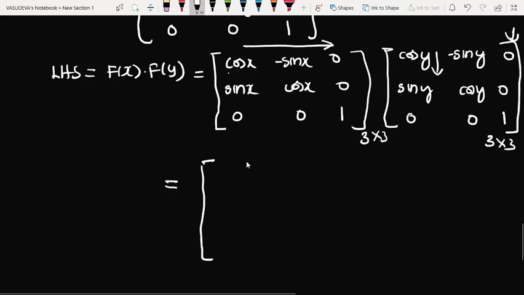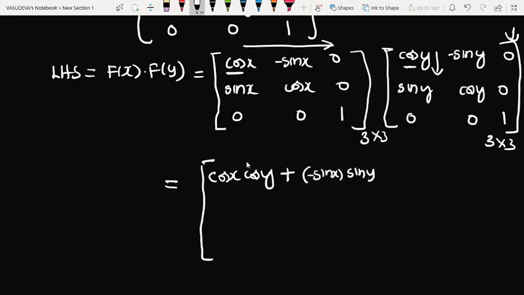So what is the product? That is cos x into cos y, and minus sin x into sin y, plus 0 into 0 is 0.